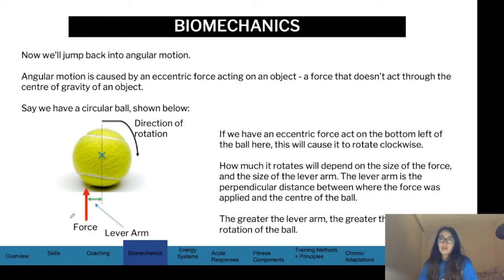So the greater the lever arm, the greater the torque or rotation. If we hit it here, it's going to spin. If we hit it here, it's going to spin a bit more. And if we hit it at the very edge, with a greater lever arm, it's going to be a much more violent rotation, okay? Or the greater the torque. So hopefully that makes sense. I know it's a bit difficult, but put any questions in the chat if you do have any.